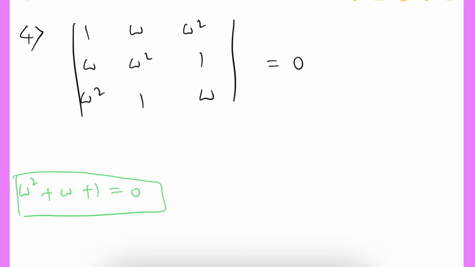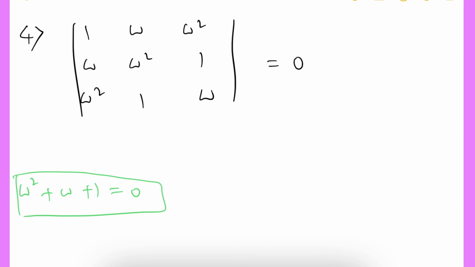Now to get omega square plus omega plus 1, this 3 should be there for one element completely, but here only 1 is there. For that, omega and omega square is missing. Here only omega is there. For that, 1 and omega square is missing. Here only omega square is there. For that, 1 and omega is missing.